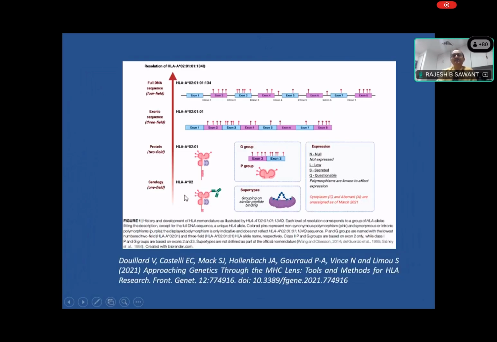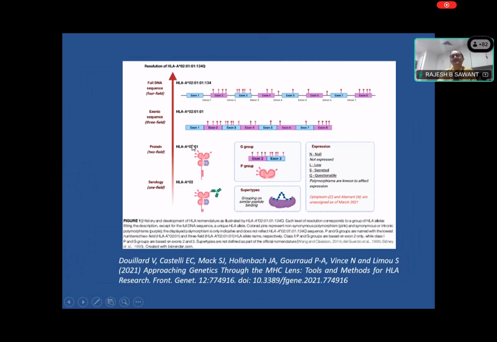Now, I talked about the resolution. So you can see with serology, it was possible to only go up to the first field, basically one field. Suppose you have typed HLA-A, and the type of HLA-A up to the first field, say 02 or 03, only that information can be derived with your serology. So this is the low resolution typing.